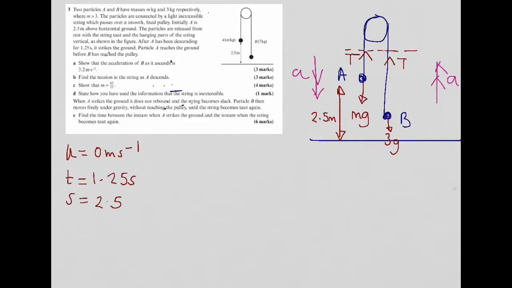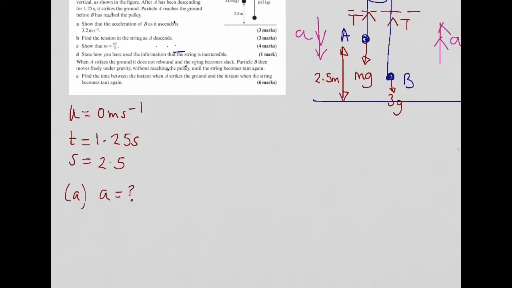So now I'm going to need to use one of my suvat equations. I know that I need a because I want to find out what a is. And I also know that I've got u, t and s. So I'm going to use s equals ut plus half at squared. So s is 2.5.